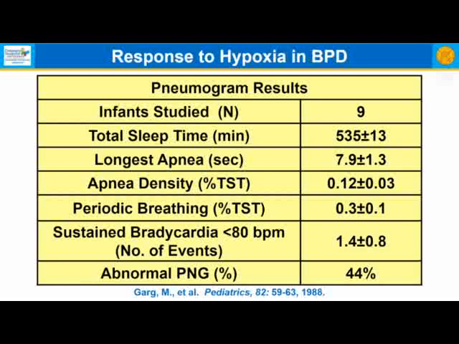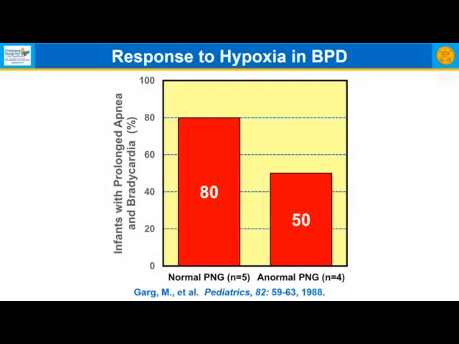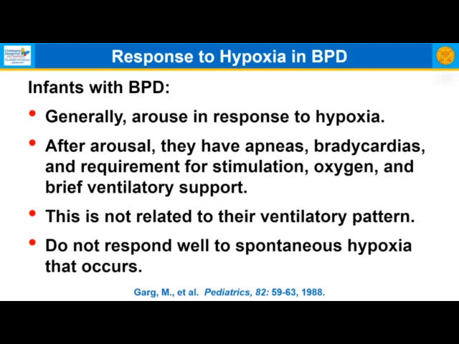Again, these babies had pneumograms, as you can see. Longest apnea here, 8 seconds on average, apnea density 0.1, periodic breathing 0.3, the sustained bradycardia number of events 1.4, and the number who had an abnormal pneumogram were 44%. But for infants with prolonged apnea and bradycardia, there was in fact no difference whether the pneumogram was normal or abnormal. Not statistically different, let's put it that way. So 80% of infants, even with a normal pneumogram, had this prolonged apnea and bradycardia post-hypoxic.